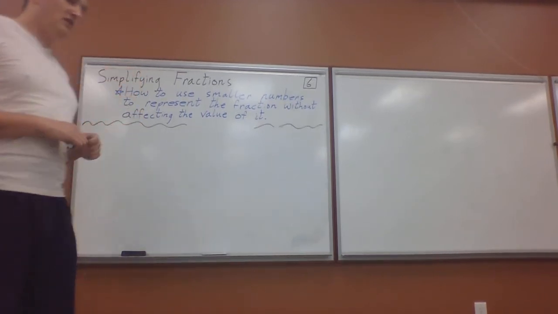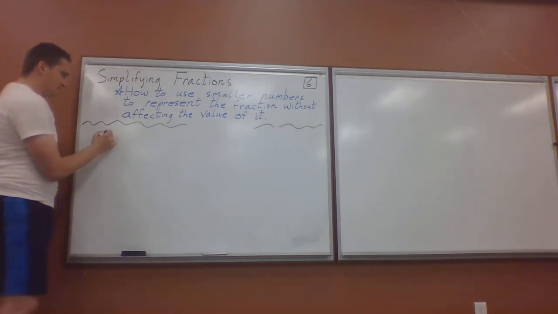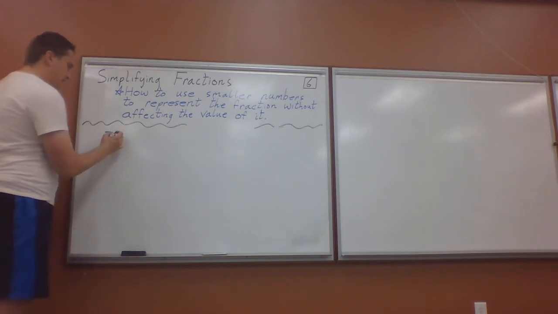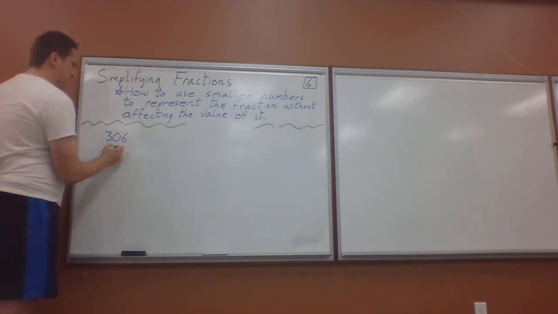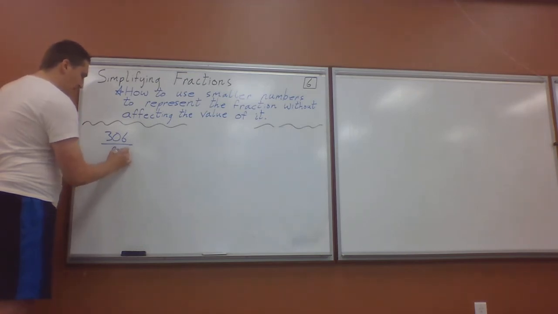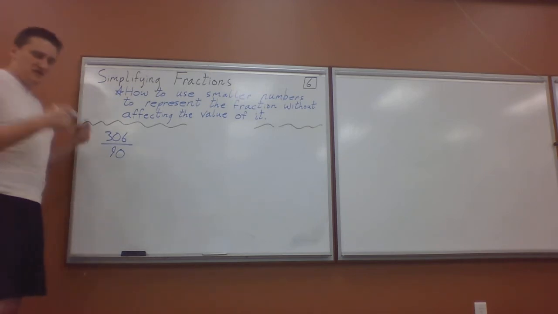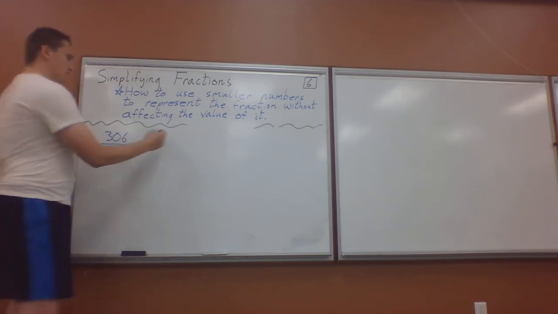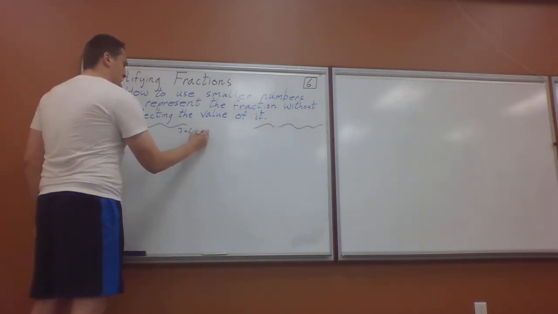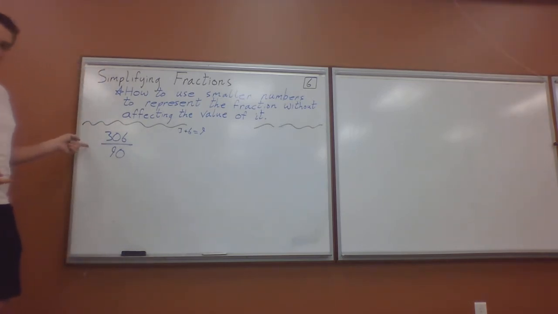So let's use one that uses our divisibility rules. So if I had something like 306, and let's say 90 on the bottom. Here's one thing I noticed. If I'm using my divisibility rules from last video, I know that 3 plus 6 equals 9. Oh, and 9 plus 0, that's 9. So I know that 9 is a factor of both of these.